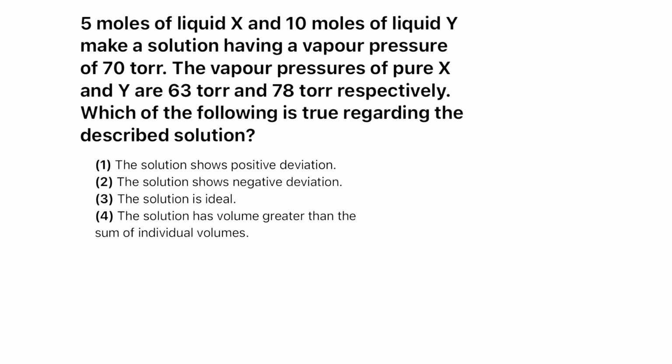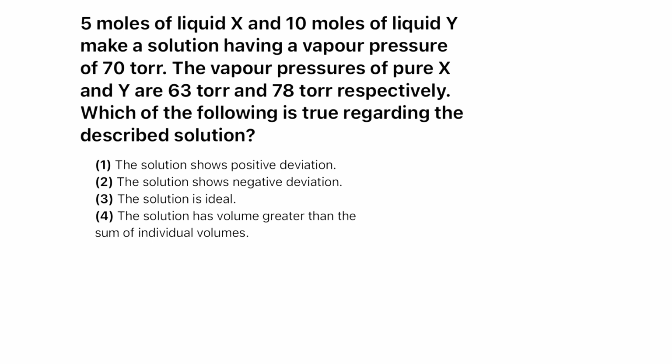Question number 4, again from NEET 2025. 5 moles of liquid X and 10 moles of liquid Y make a solution having a vapor pressure of 70 torr. The vapor pressures of pure X and pure Y are 63 torr and 78 torr respectively. Which of the following is true regarding the described solution? See, they have given the options. Option 1, positive deviation, then negative deviation, then ideal. Then the solution has volume greater than the sum of individual volumes.